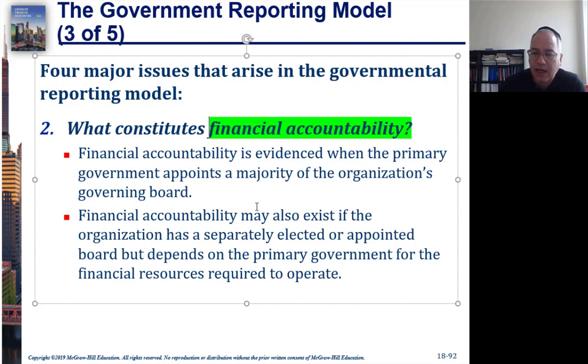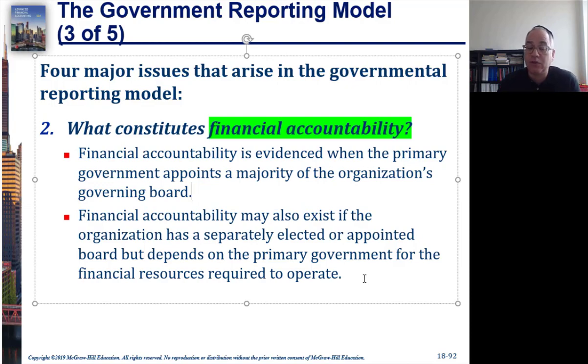And this is done from a governance perspective. You have financial accountability if most of the board members are appointed by the government in some way. Now, it could also exist if the organization is a separately elected or appointed board, but depends on the primary government for financial resources that it needs.